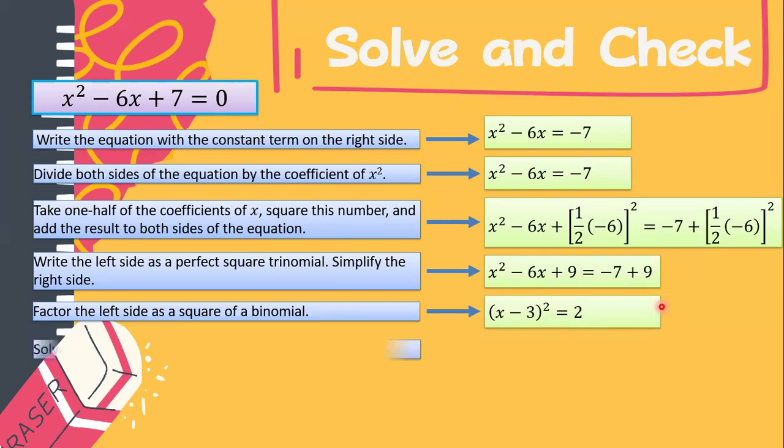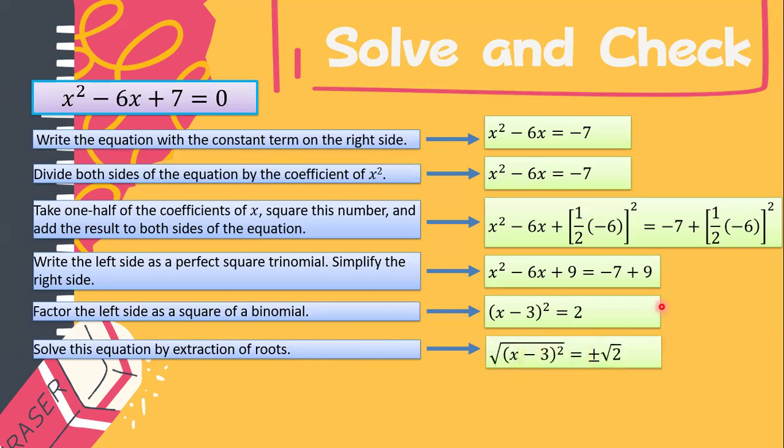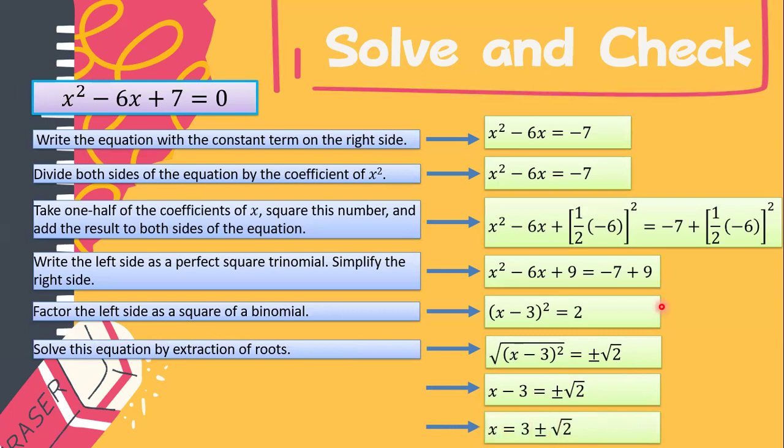And with this, we solve the equation by extraction of roots. Let's find the roots of x minus 3 squared and 2. That gives you x minus 3 is equal to plus or minus square root of 2, or simply x equals 3 plus or minus square root of 2. That's the value of x.